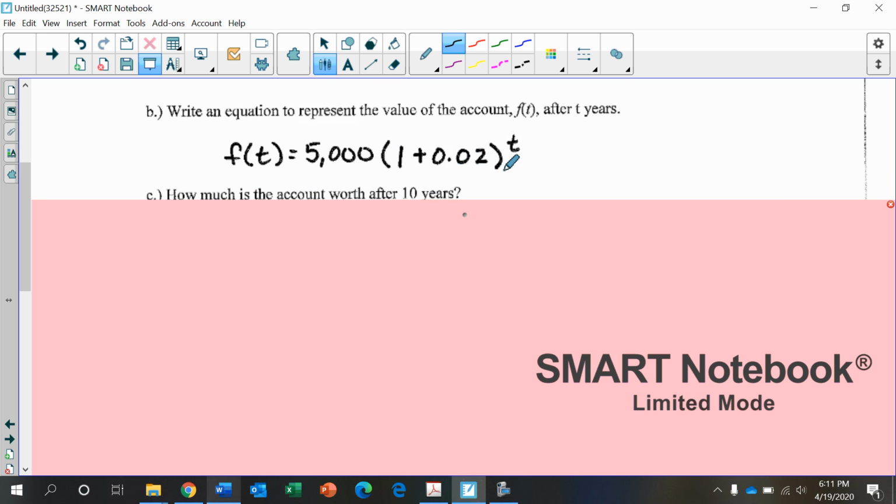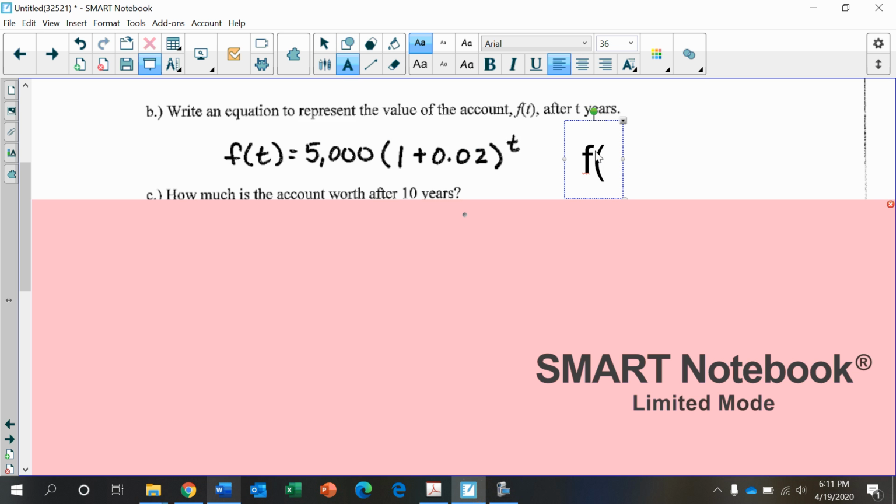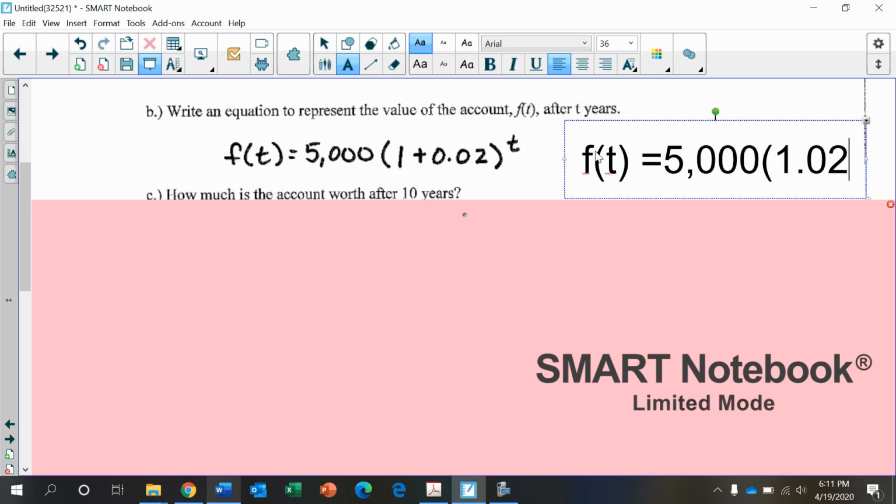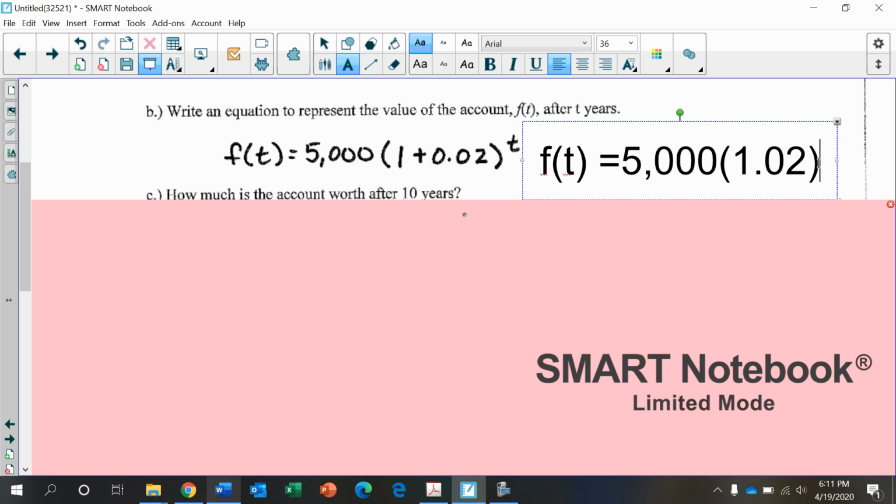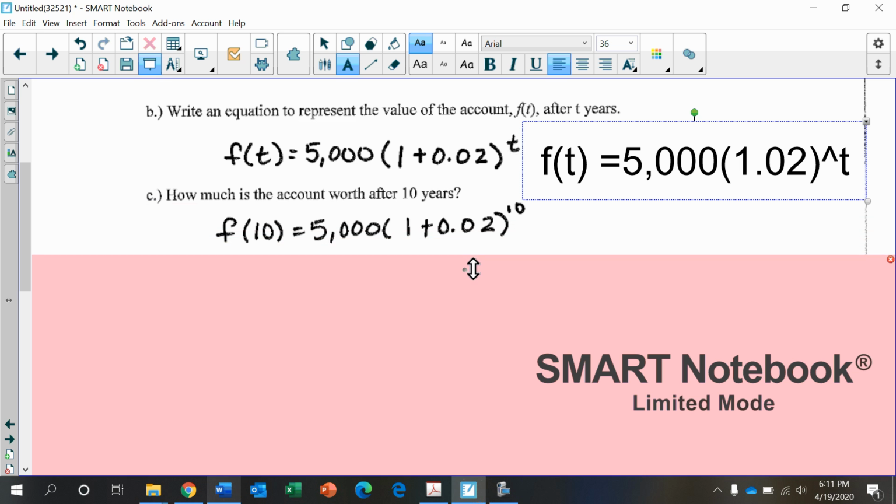All you would have to do is simplify the inside. I wonder if I could just do this, guys. F of K. 5,000 parentheses, 1 plus 0.02, and then raise to whatever power. Great. Now again, if you're plugging it in, you would have to put the caret button, and then you would put t. We don't know what t is. Oh wait, we do, because the letter C is 10. So that's what I did. Again, Delta Math is going to make you simplify.